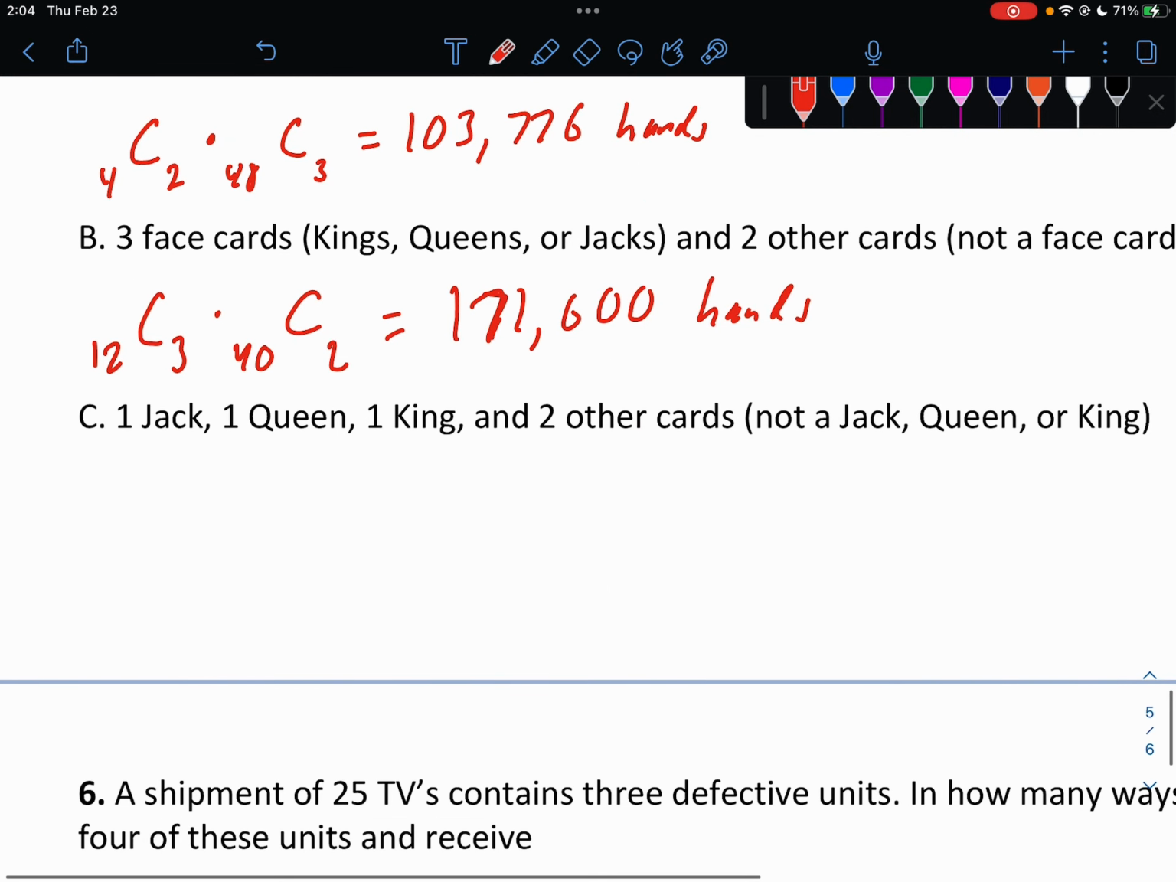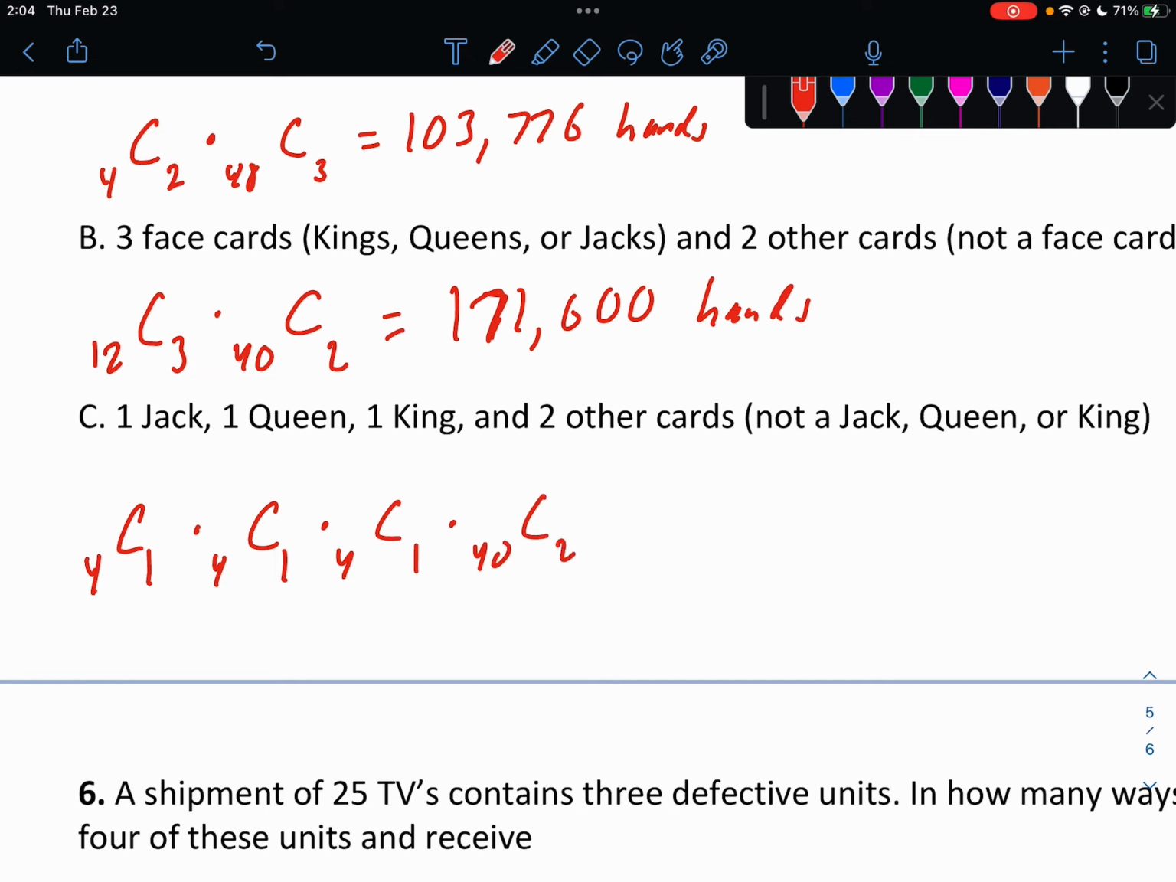The last one, how about how many different combinations of 1 jack, 1 queen, 1 king, and 2 other non-jack, queen, or king? So there's 4 jacks, so 4 choose 1. 4 queens, so 4 choose 1. 4 kings, so 4 choose 1. And 40 other cards, 40 choose 2. And that would be 49,920 hands. That would give us that.